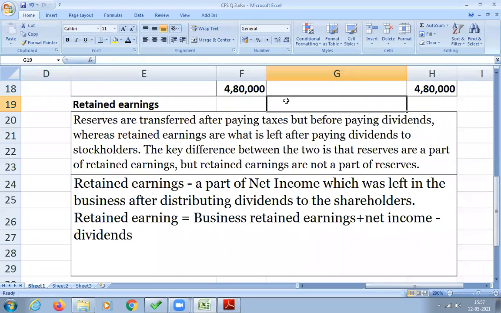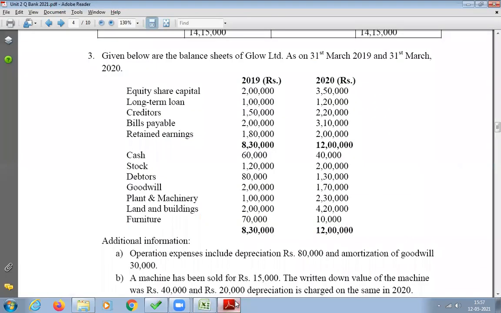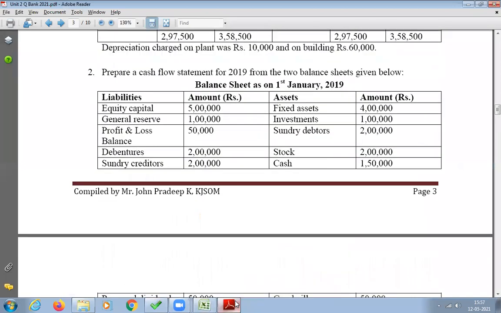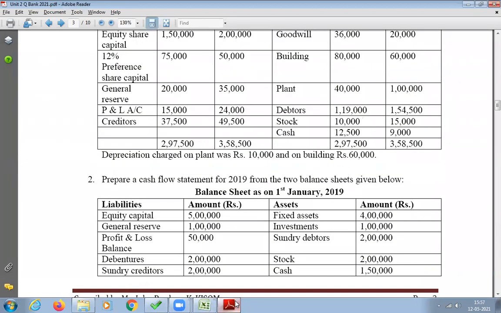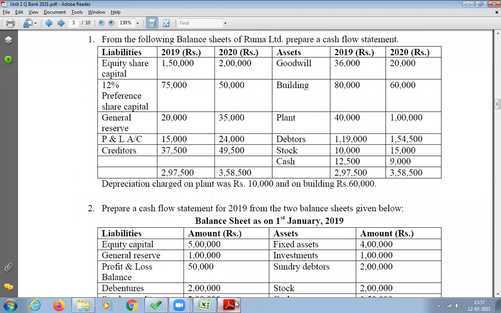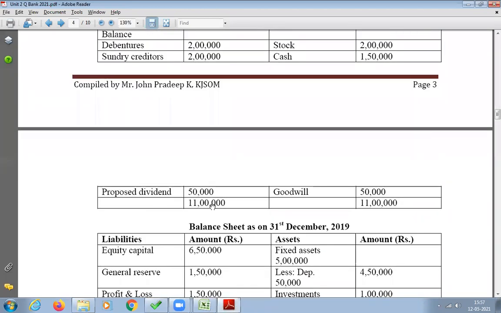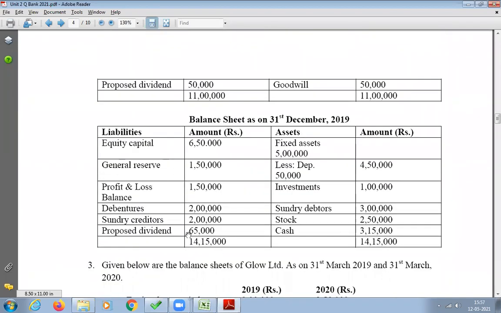I think we had one question on this in the homework, the second sum. See, a proposed dividend of 50,000 was there at the beginning of the year, and at the end of the year again there is a proposed dividend. This dividend given here, 65,000, you will take under non-cash or non-operating items when you are calculating the operating activities cash flow. And this 50,000 you are taking under financing activity as dividend paid. Clear?